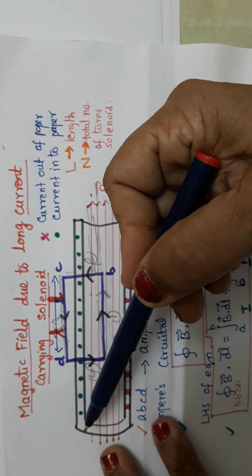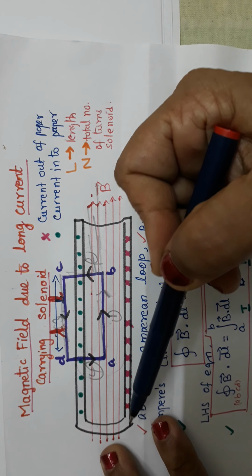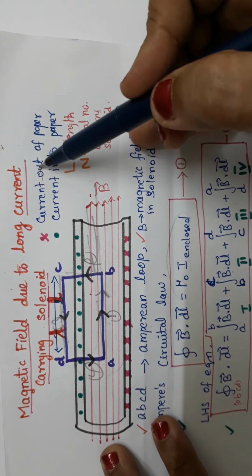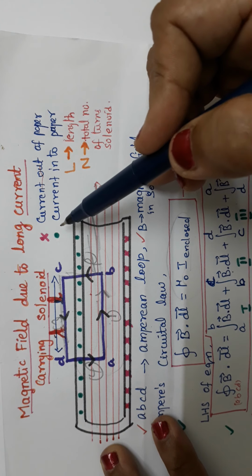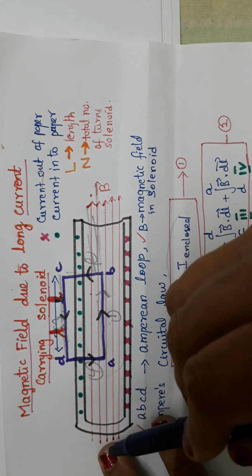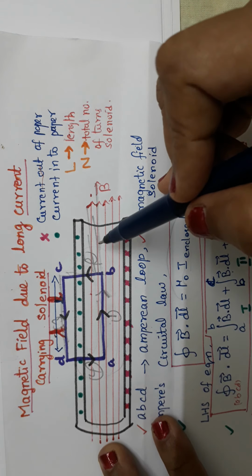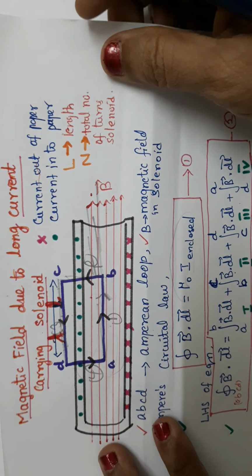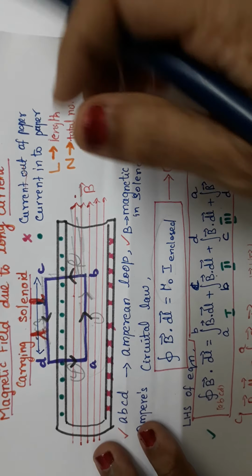What does it represent? The current in the solenoid coil is coming out of the paper here and goes into the paper here, right? Current out of the paper is represented by a cross, current into the paper is represented by a dot. L is the total length of the solenoid, and N is the total number of turns of the solenoid. We are going to apply Ampere's circuital law.